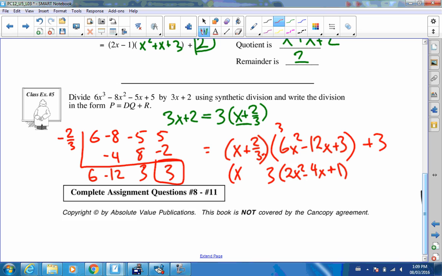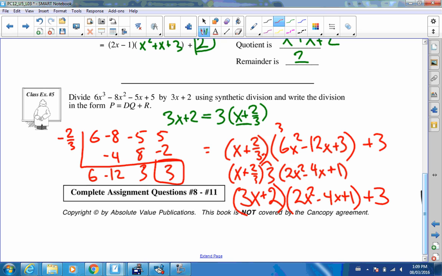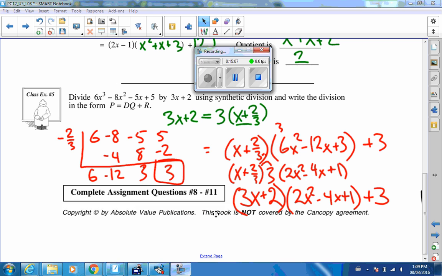And this is still x plus 2/3. So now I can take this 3 into there, reconstitute this bracket back to its former glory: 2x squared minus 4x plus 1, all plus 3. So anyway, that's how that last piece works. Try it out, see if it makes sense. Other than that, you are good to go.